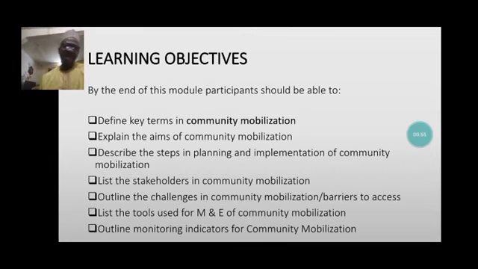Learning objective. By the end of this module, we should be able to define key terms in terms of community mobilization. We should be able to explain the aims of community mobilization. We should be able to describe the steps in planning and implementation of community mobilization. We should be able to list the stakeholders in community mobilization. And at the same time, we should be able to highlight the challenges in community mobilization, or barriers in assessing those communities. We should be able to list the tools used in monitoring and evaluation of community mobilization. And at the end of the day, we should be able to list monitoring indicators for community mobilization.